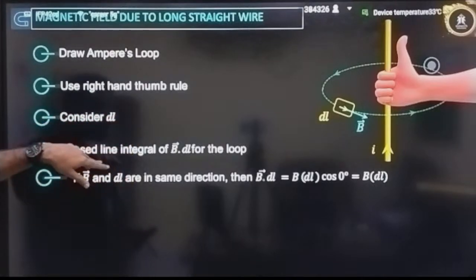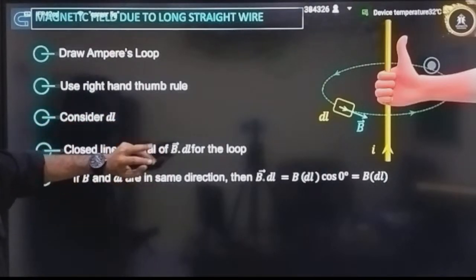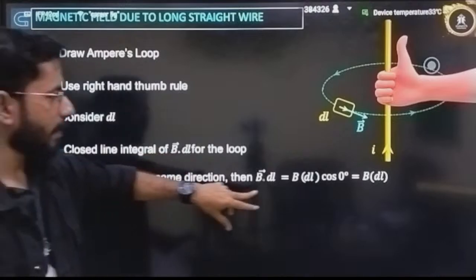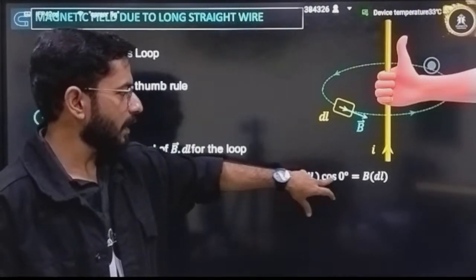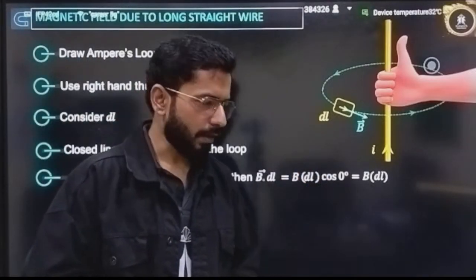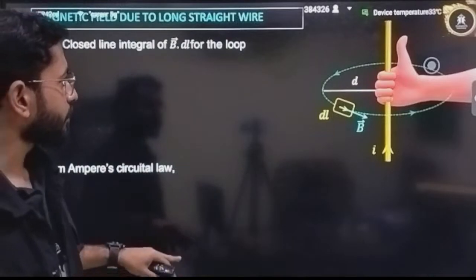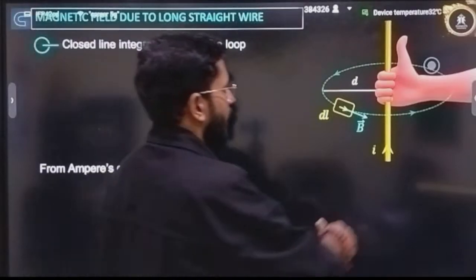Consider a dl vector and then integrate the dl vector, the line integral of the dl vector, and finally you will have the answer. Check the angle between the dl vector and the current, and then you can quote your answer.